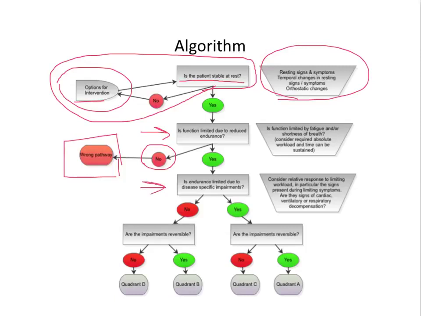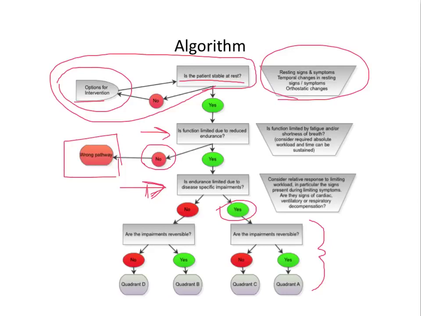Is endurance limited due to disease-specific impairments? This is a big question because people without diseases can have normal reductions, limitations in endurance. So the question about whether the patient you have in front of you has a disease-specific impairment as the root cause of their endurance limitation, their activity limitation, is really important. So we'll have some tutorials on that question. If they do, then are they reversible? And we answer that question based upon a consideration of whether or not their pathological process is reversible.